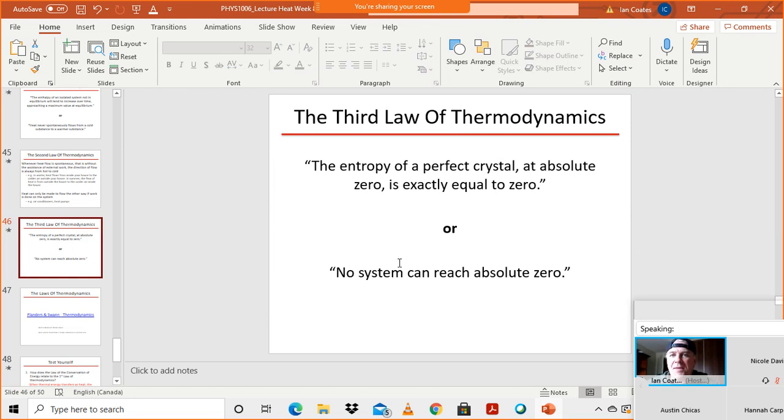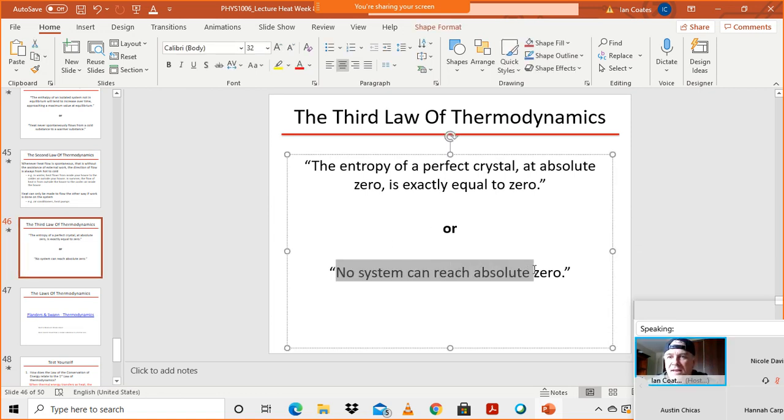The entropy of a perfect crystal at absolute zero is exactly equal to zero. But no system can ever really reach zero because absolute zero, and I use this example a lot, you can only find out in space in between Jupiter and Saturn, out in the deep, dark reaches of space where there are no atoms. It's just nothing.